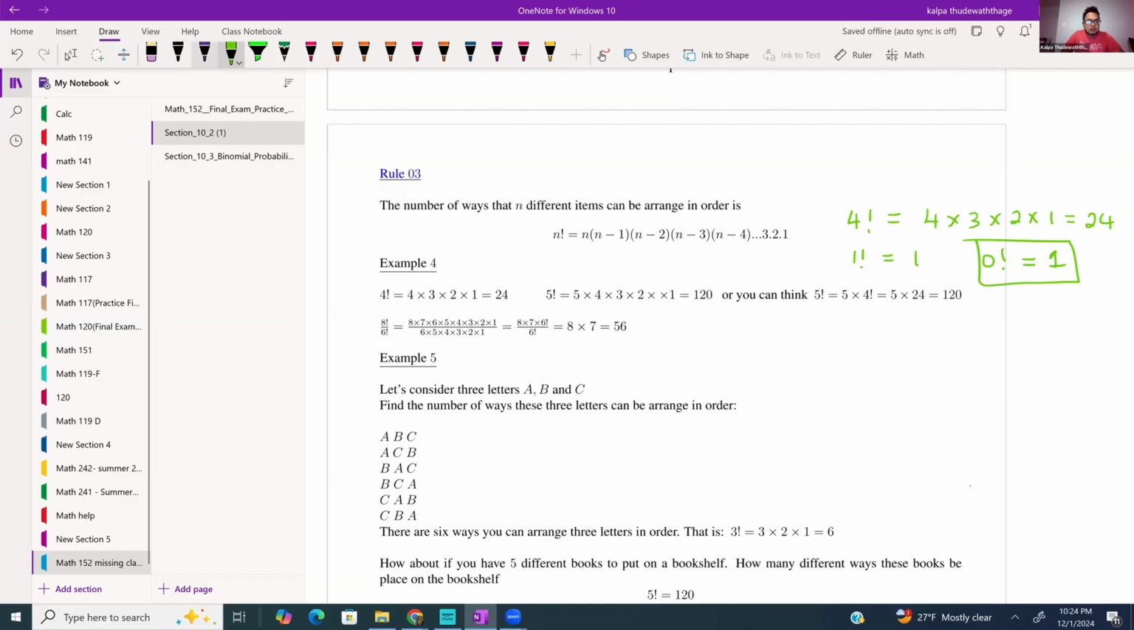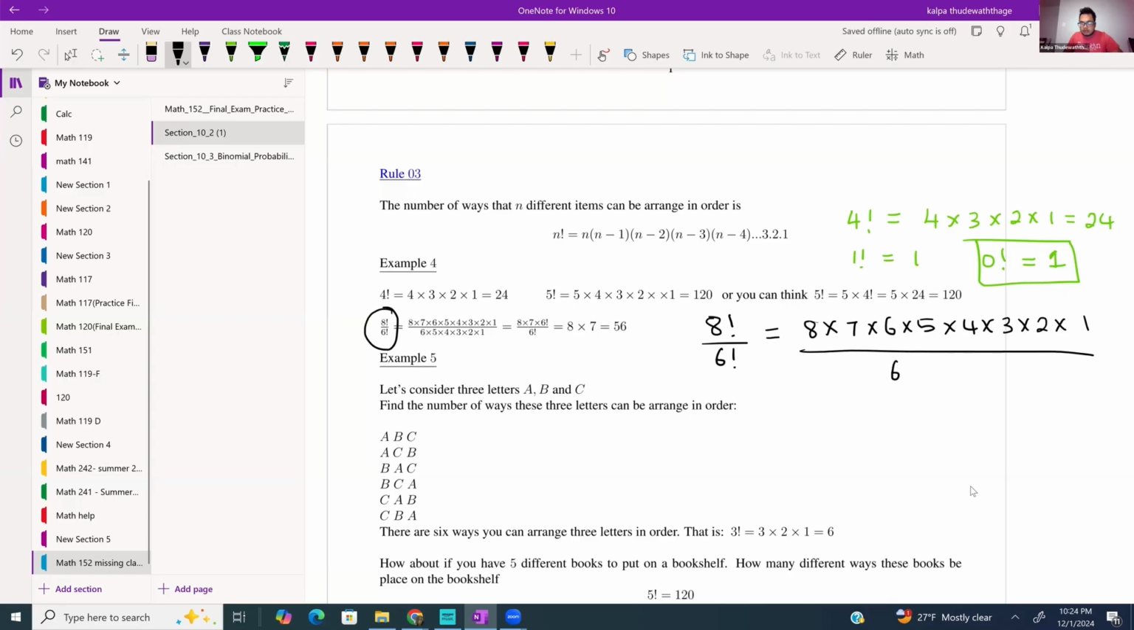There are situations where you can simplify factorials. For example, if I ask 8 factorial divided by 6 factorial, you can write 8 factorial as 8 times 7 times 6 times 5 times 4 times 3 times 2 times 1.